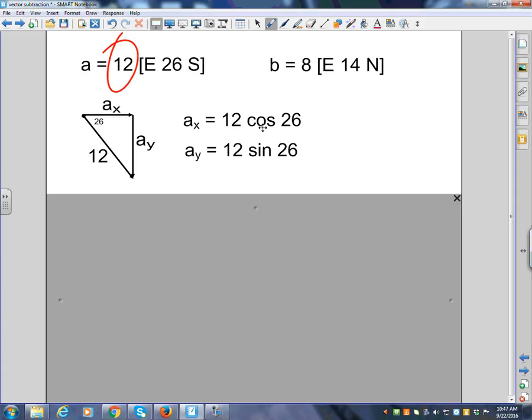Okay, so Ax is 12 cos 26. Is the X always the cos? Not always. How do I know it's the cos? Because the X is adjacent, so it's cos. If one is cos, is the other one sine? Yes. Okay, so 12 cos 26.